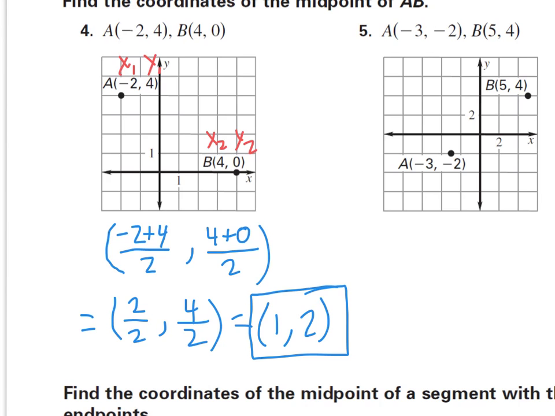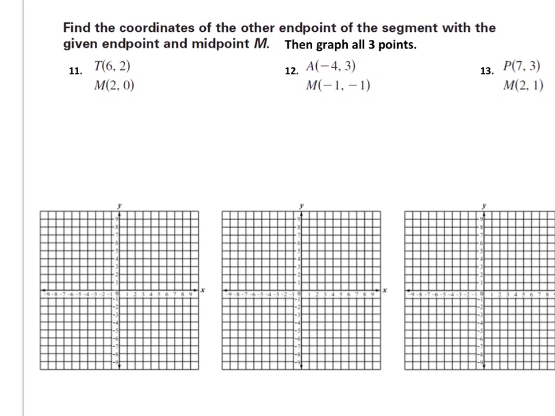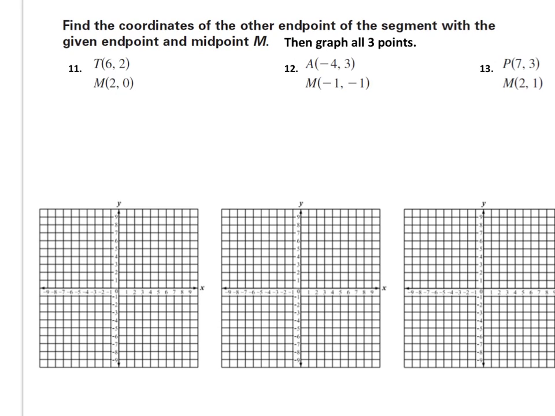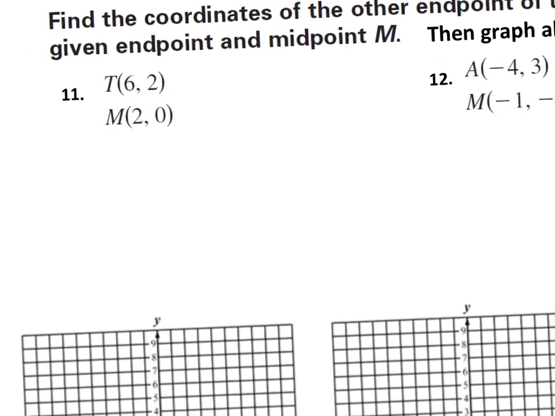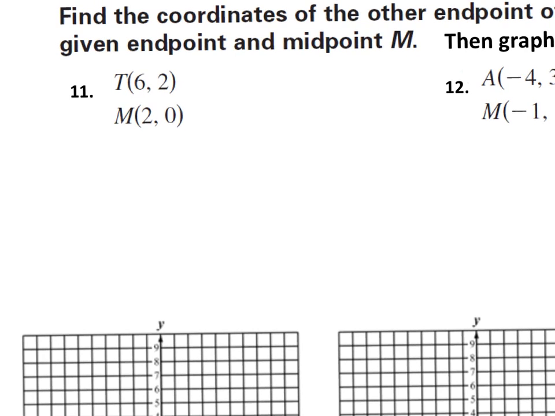Now let's flip to the back side. Do a different example here. Example 11 says, find the coordinates of the other endpoint of the segment with the given endpoint and midpoint. Then graph all 3 points. So T is one of our endpoints. It tells us that M is the midpoint of our segment, and it wants us to find the second endpoint.